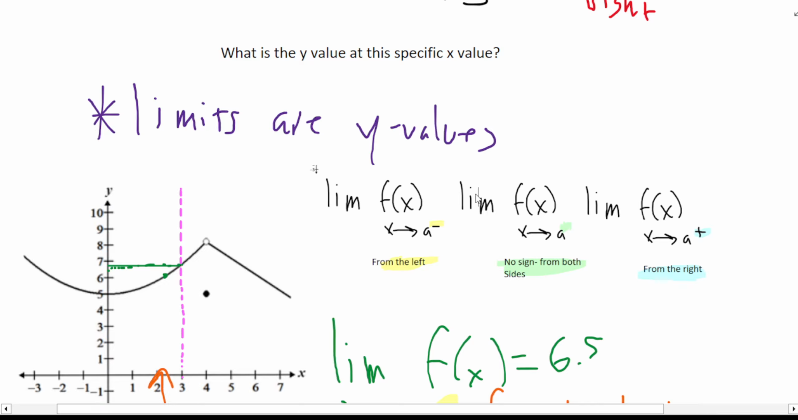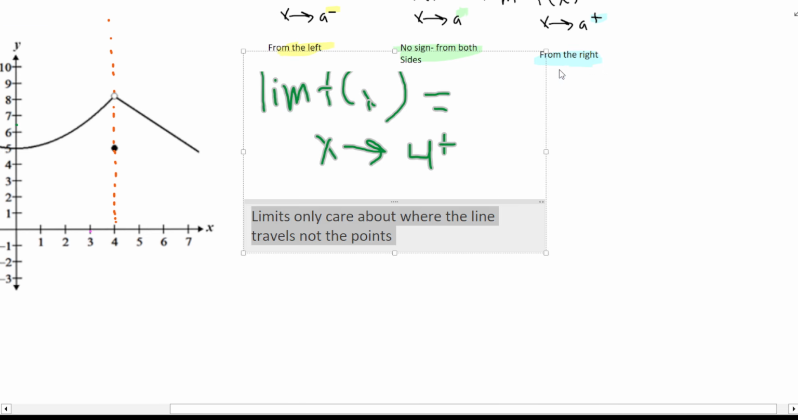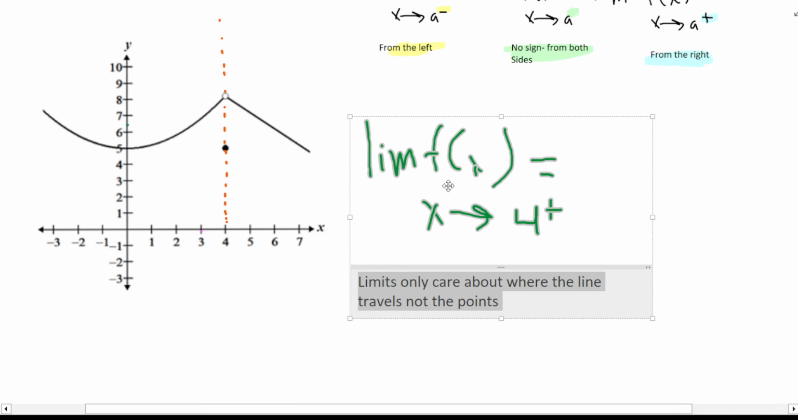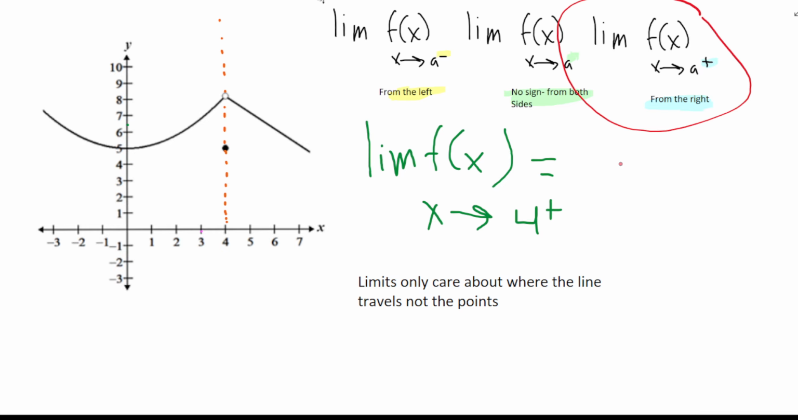If I take this little chart again, and we move some stuff, you will see that when we have 4 plus, that's the limit from the right-hand side. So where is the y value as the line approaches x equals 4? Well, it looks to be 8. But you might be wondering, well, Rudy, why is the limit equal to 8 when there's an open point?